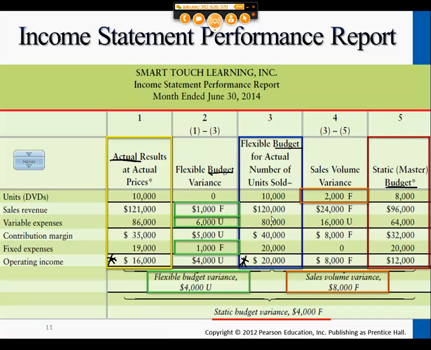Just because it's an expense, it doesn't mean that it's unfavorable, right? It can be an expense and favorable if your flexible budget was overestimated actually.